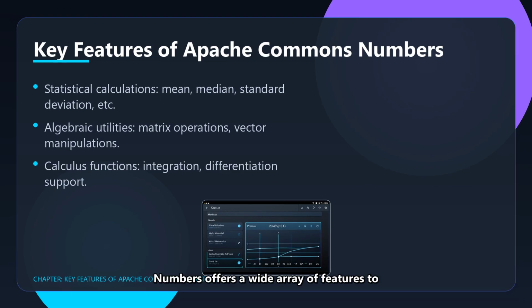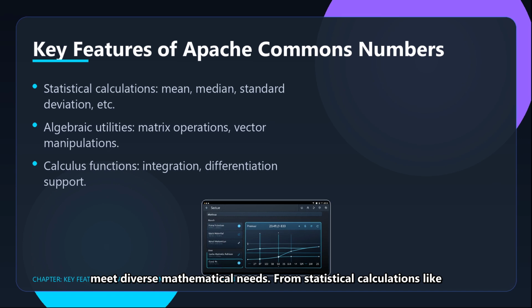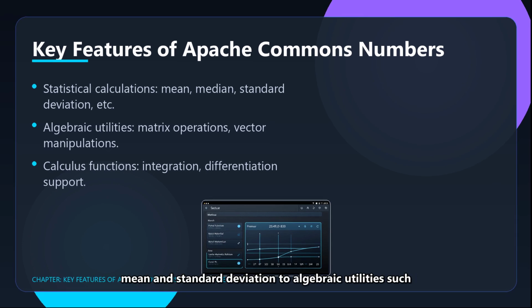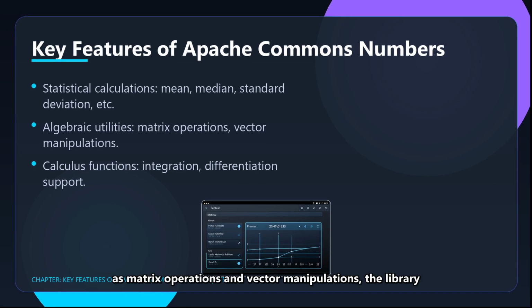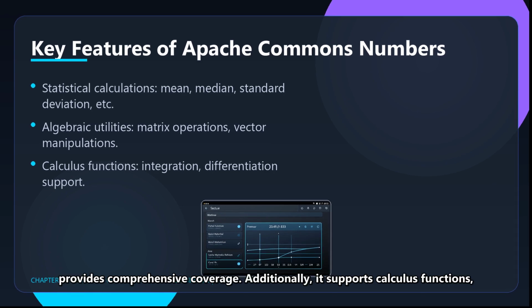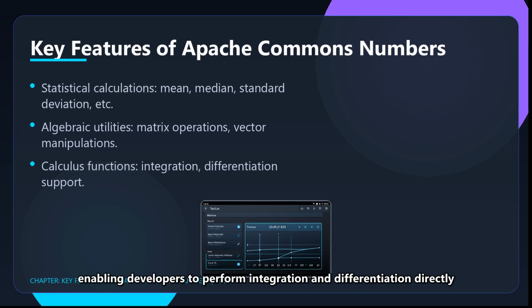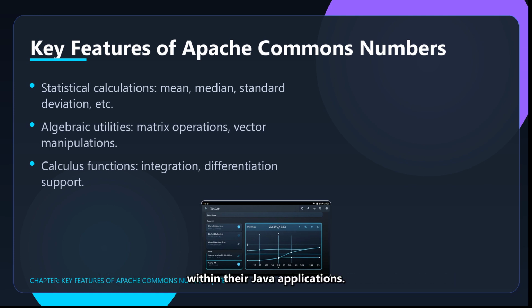Numbers offers a wide array of features to meet diverse mathematical needs. From statistical calculations like mean and standard deviation to algebraic utilities such as matrix operations and vector manipulations, the library provides comprehensive coverage. Additionally, it supports calculus functions, enabling developers to perform integration and differentiation directly within their Java applications.